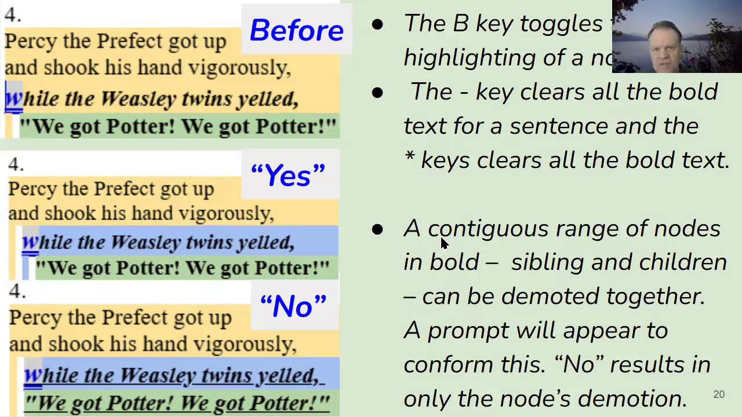You can use the B key to toggle the bold mode of a sentence. If we use the minus key or dash, it clears all bold text for a sentence. So for number 4, that sentence would have all its bold cleared, and star will clear it for all your text.